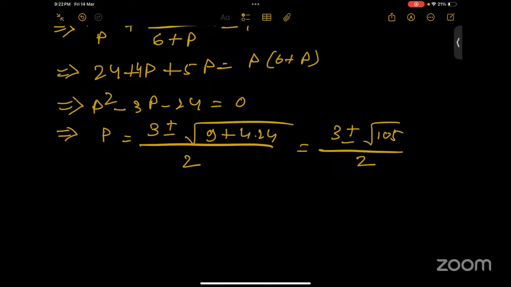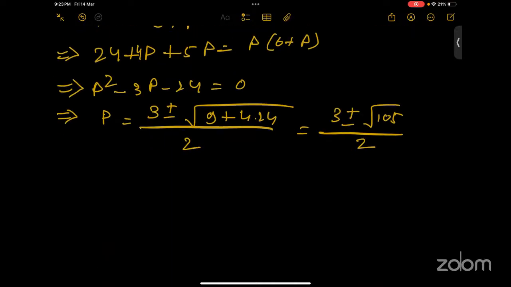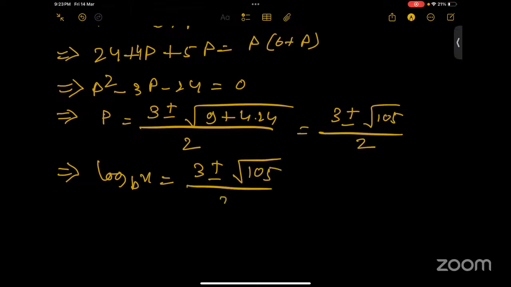Negative value we can't take, because it is the logarithm of something. Okay, negative value we can also take, right? So this is what log bx equals 3 plus minus root 105 by 2. What is the range of the logarithmic function? It is the whole real line, right? Range is all real line. But the domain is 0 to infinity only, madam.